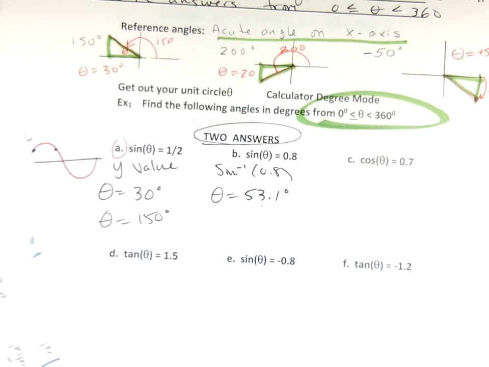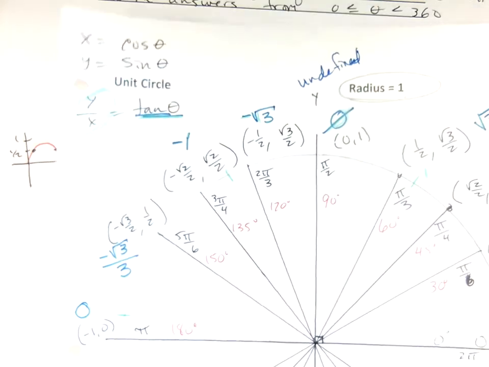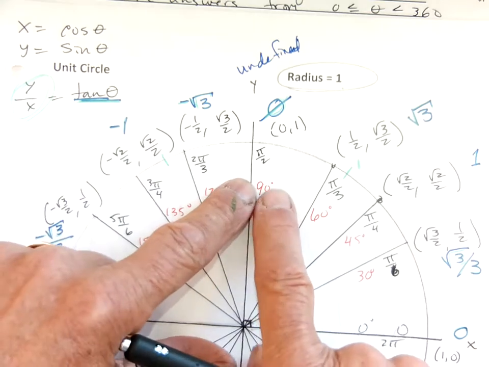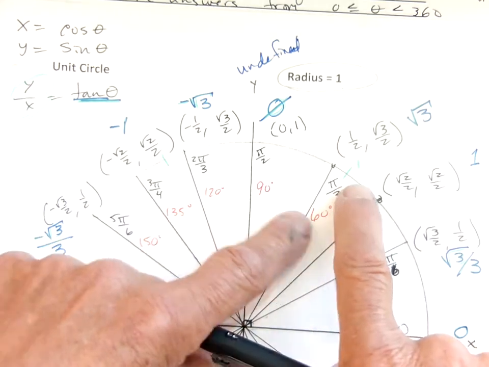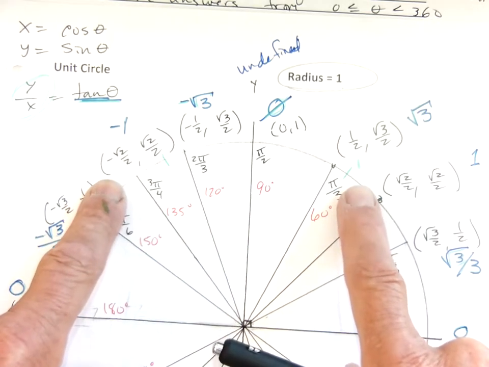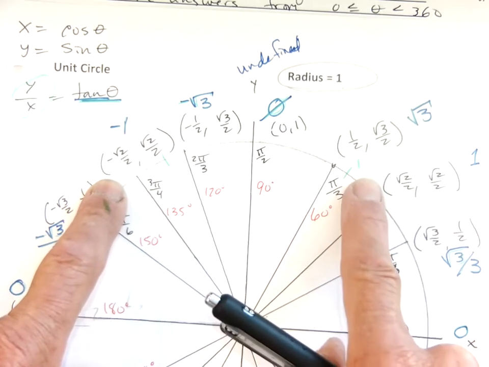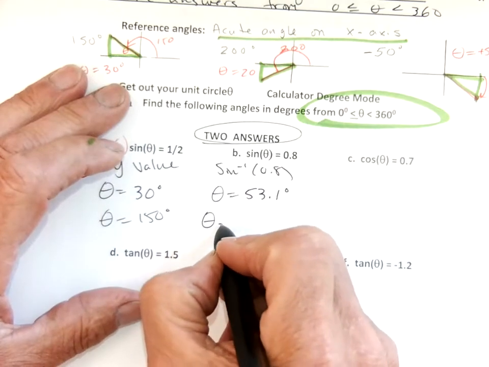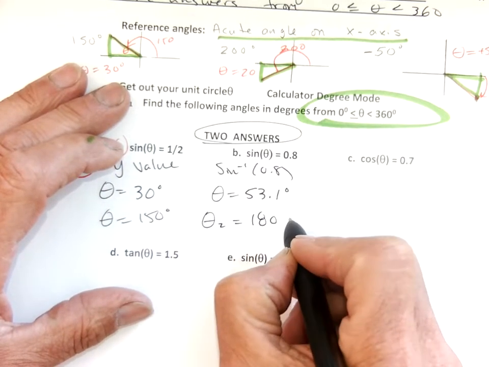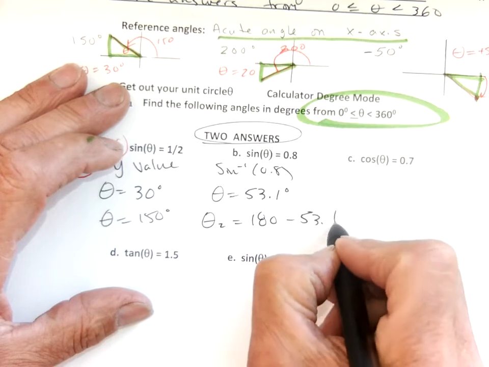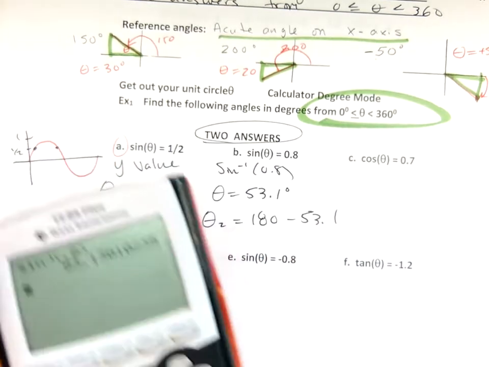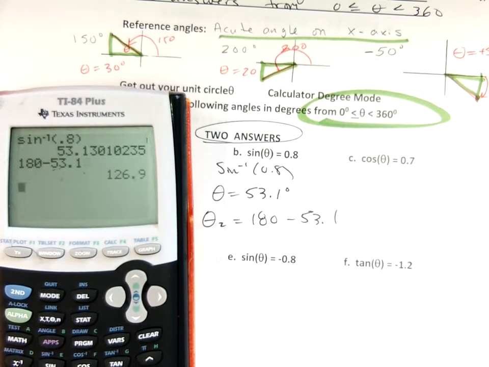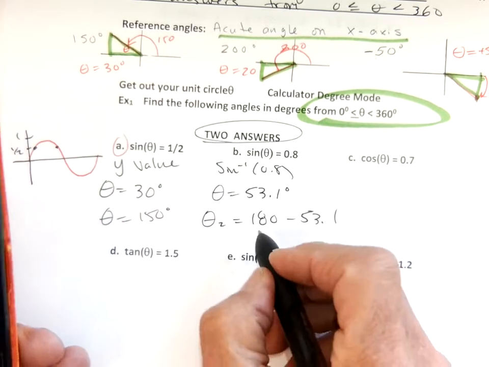Now, here's the part I have to have you watch. I know the sine is the y. One angle's at 53 degrees, the other's over here. So I'm going to subtract this answer from 180. So to find the other angle, theta 2 is going to be 180 minus 53.1, and 180 minus 53.1, I get an answer of about 126.9.